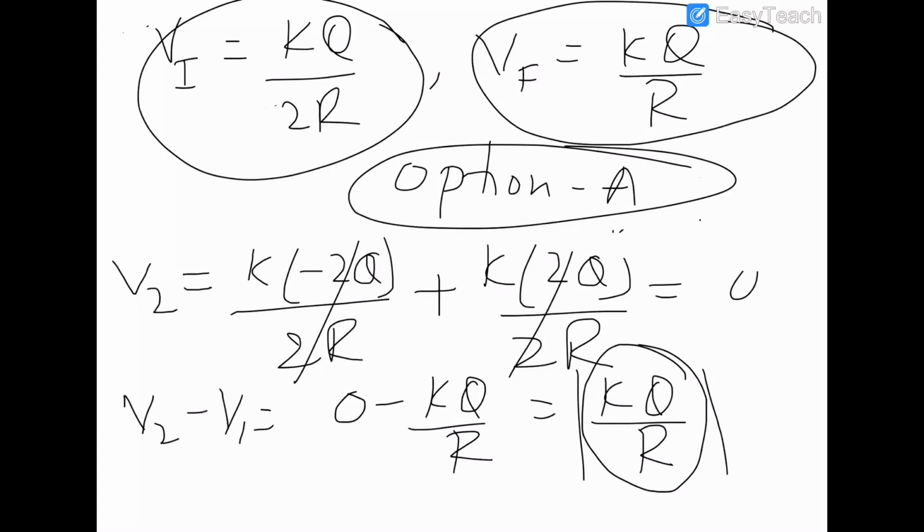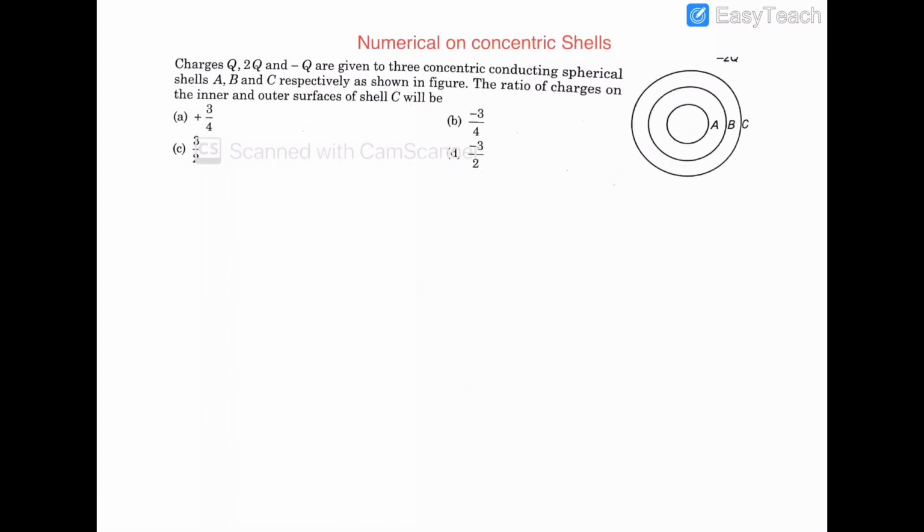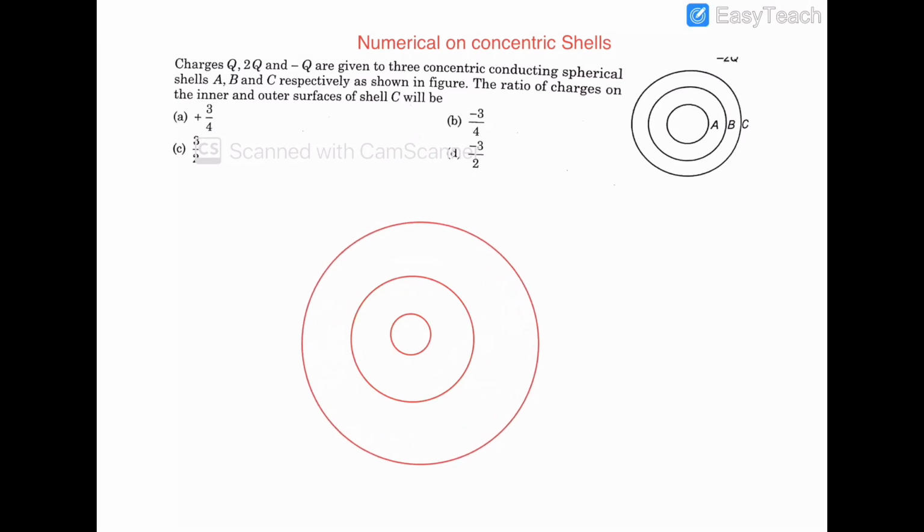Now we will be moving on to the second numerical. Here in the second question, we are given 3 concentric shells A, B and C, and we are to calculate the ratio of charges on inner and outer surfaces of the outer shell, that is shell C. To proceed, we will be drawing a diagram. Like this, we have 3 concentric shells, and the inner shell carries charge Q.